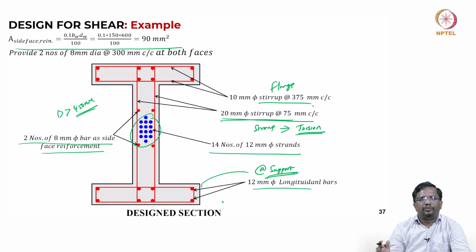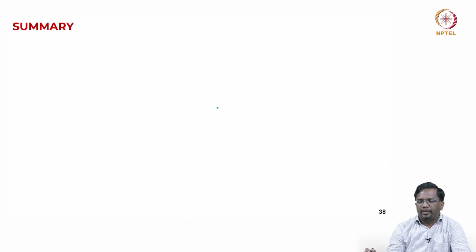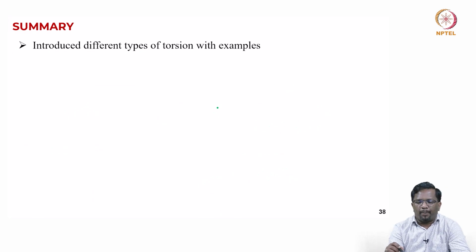You have seen that even though the torsional moment was only 75 kilonewton meter, that got manifested in the form of a very high equivalent bending moment. Similarly, the shear demand also increased. That is the reason we are ending up with a very high amount of stirrup that we need to be careful about. Okay, so let's summarize what we have discussed.